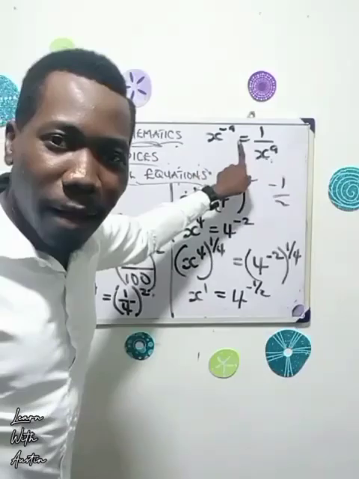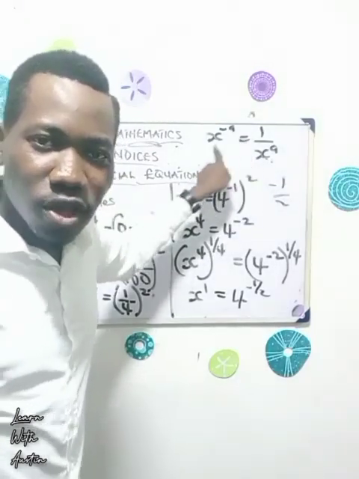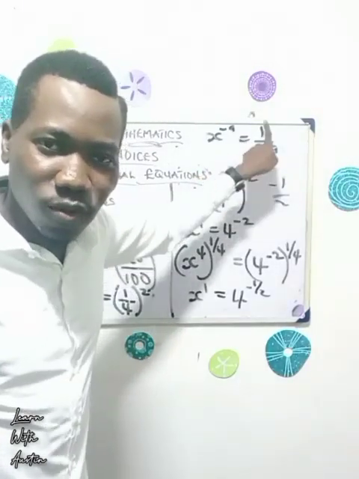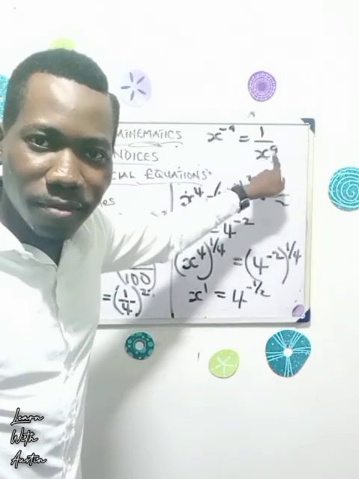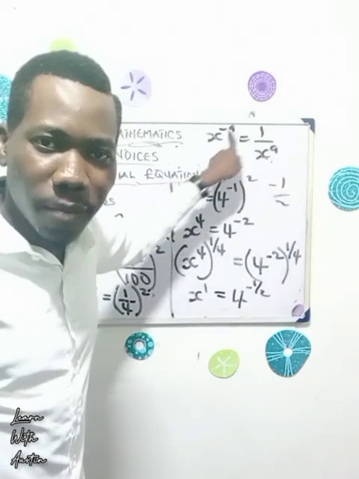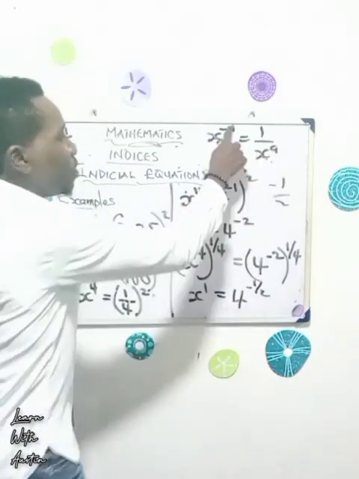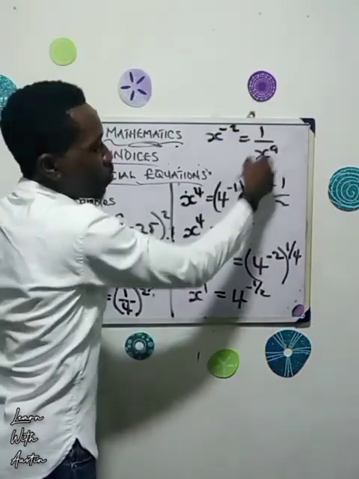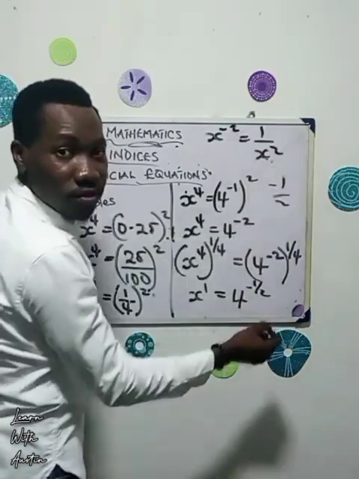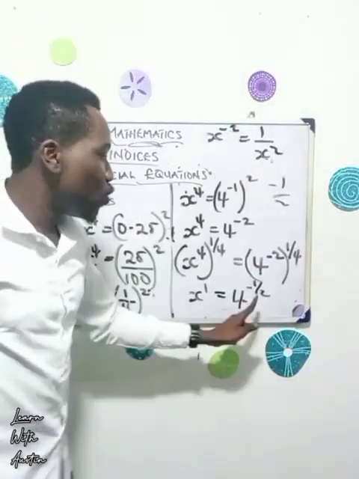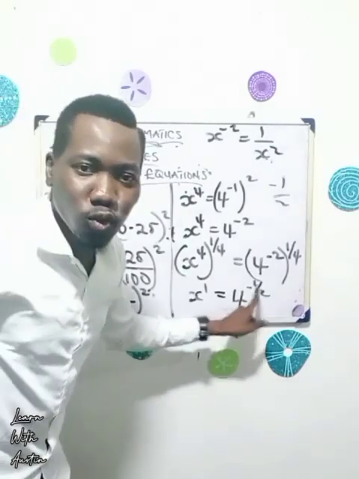That is, x raised to a negative index will give you the reciprocal of x, which is 1 over x, raised to the power of a. So x raised to the power of minus a equals 1 over x raised to the power of a. So if this were 2, it becomes 1 over x raised to the power of 2. So there are 2 rules we are going to apply.